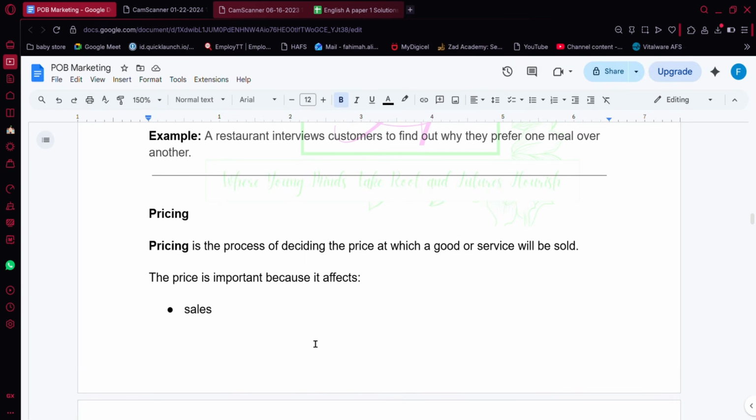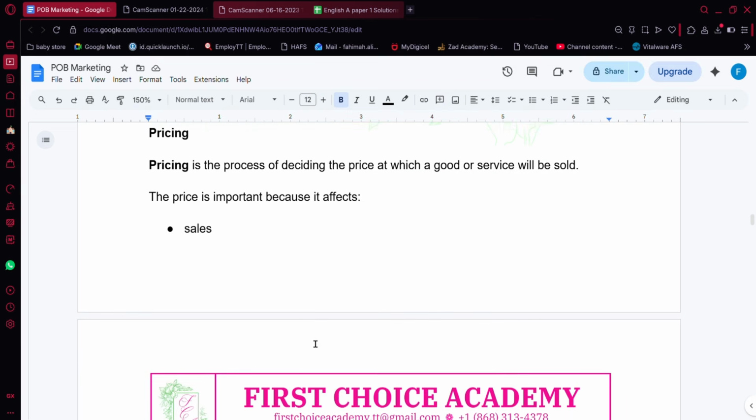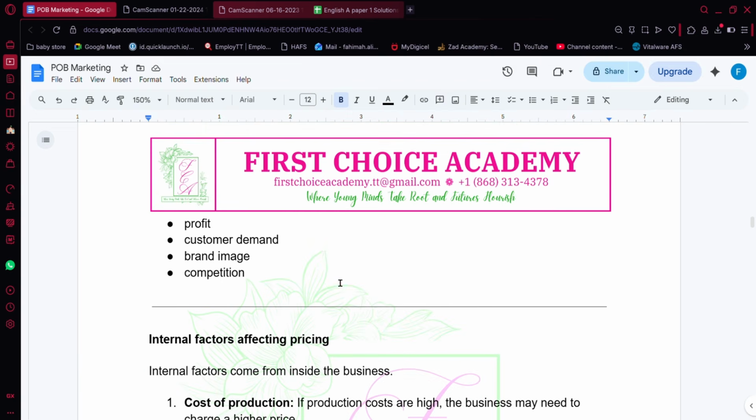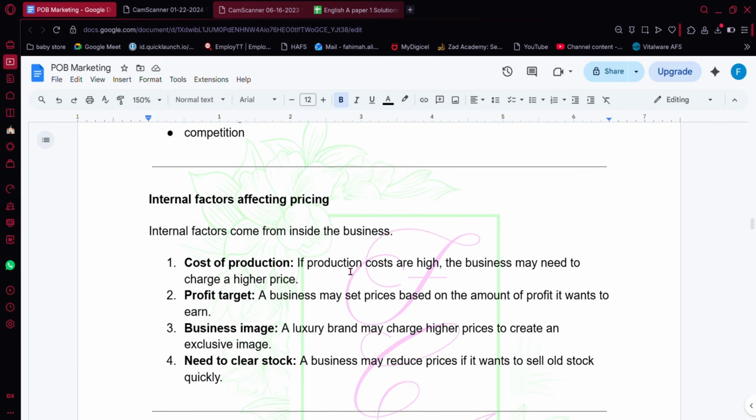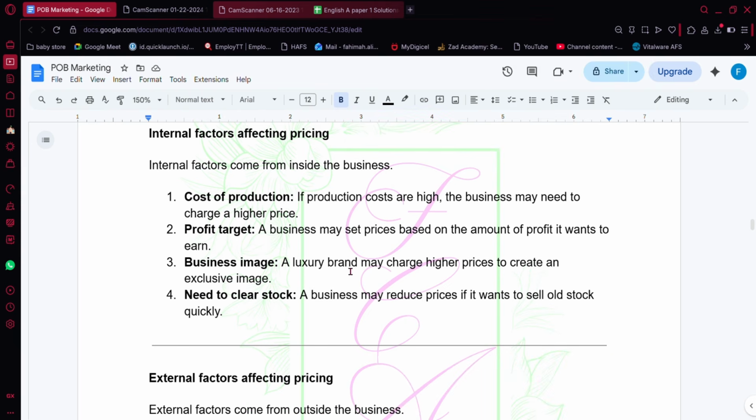Pricing is the process of deciding the price at which a good or service will be sold. The price is important because it affects sales, profit, customer demand, brand image, competition. Some internal factors affecting pricing will be the cost of production. If production costs are high, the business may need to charge a higher price.